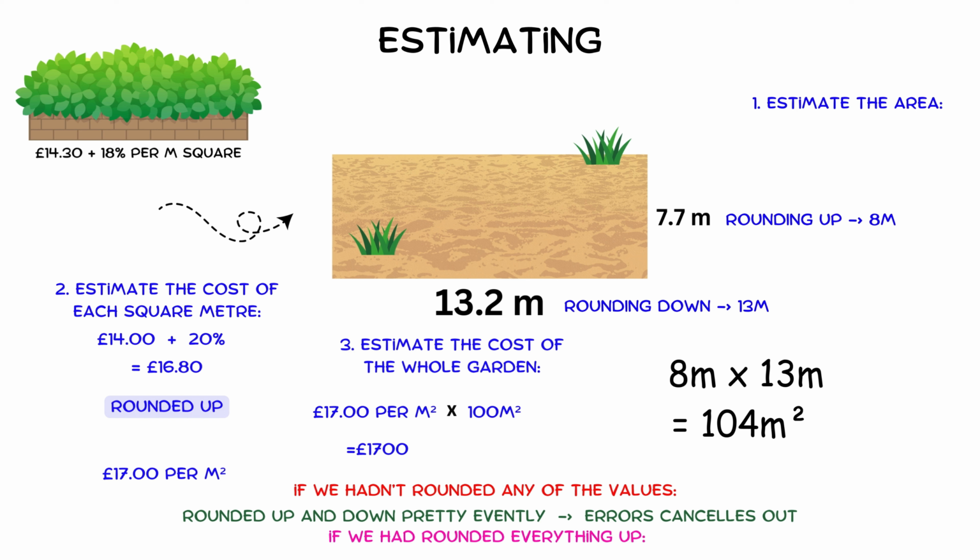And one of the reasons our estimate was so close is because we rounded up and down pretty evenly, which means that a lot of our errors canceled each other out. Whereas if we had rounded everything up, we would have got something like 2,016 pounds, which is a fair bit higher. But even that is in the right ballpark. And that's the whole point of estimating.